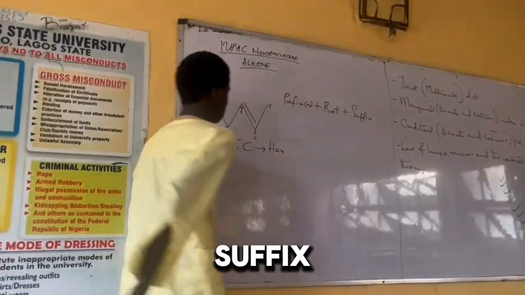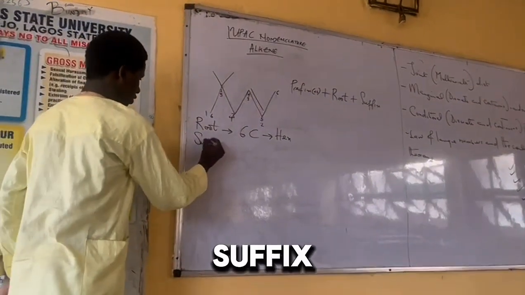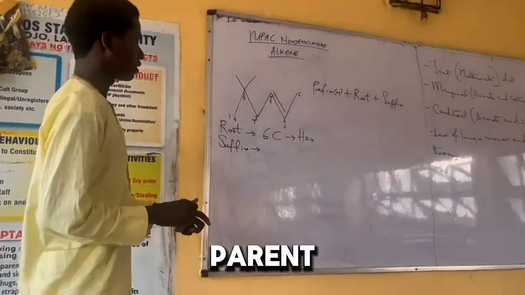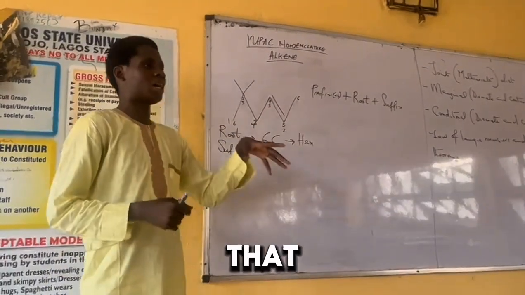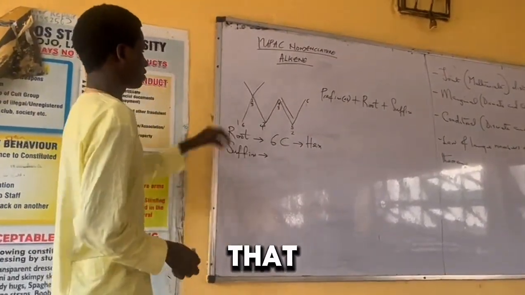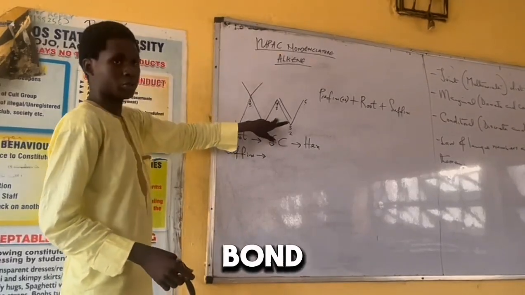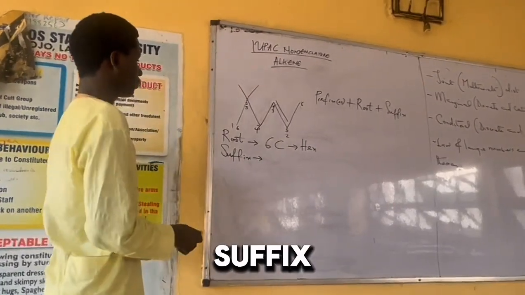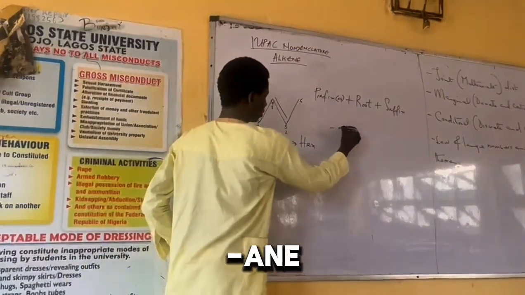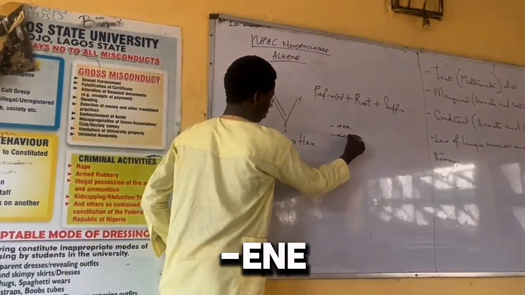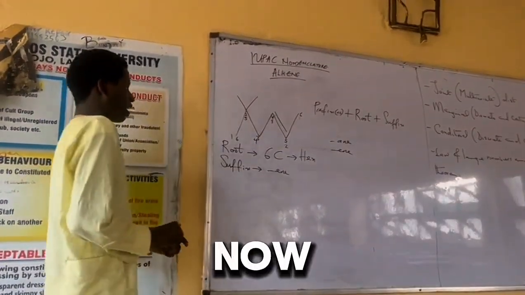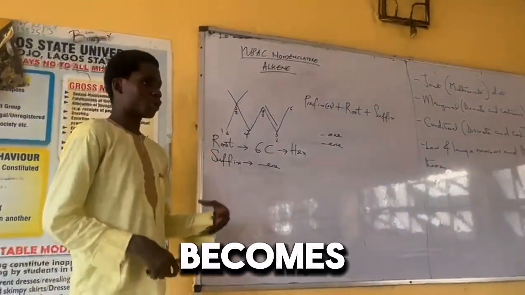And the suffix. Now, we already know that the suffix is the parent name, that is the functional group that acts as the parent name. And from this structure, we already know that the alkene has a double bond. Hence, our suffix, in this case, is what? ene. So we have ene as our suffix. Now, this is where it becomes more complex.